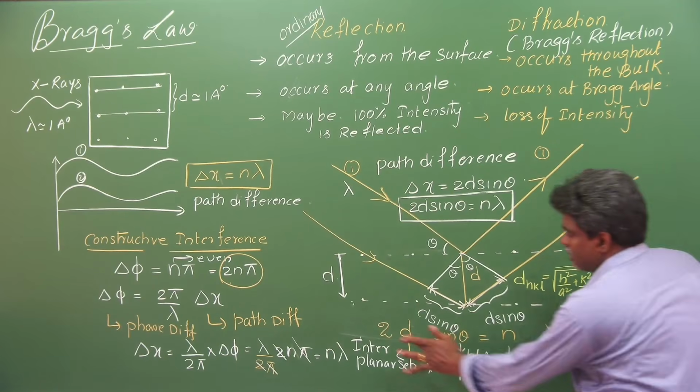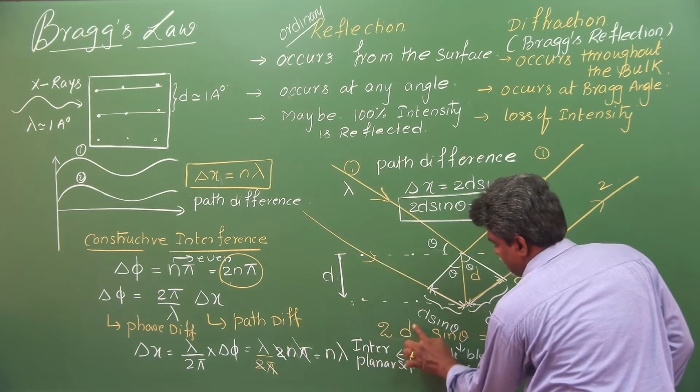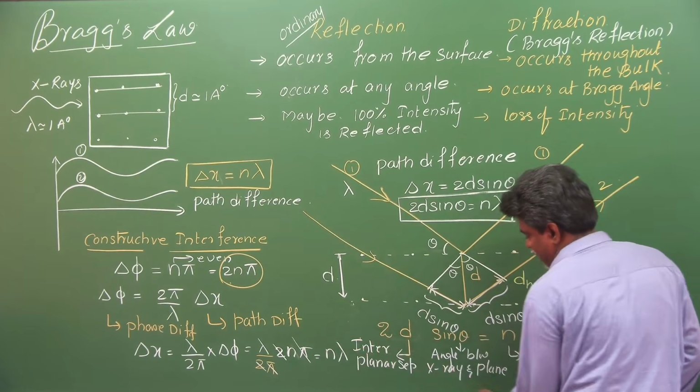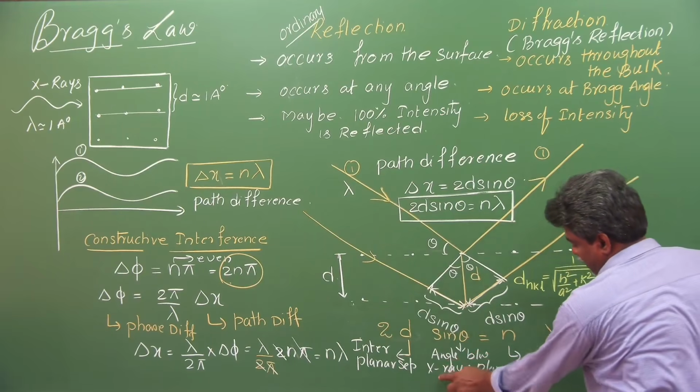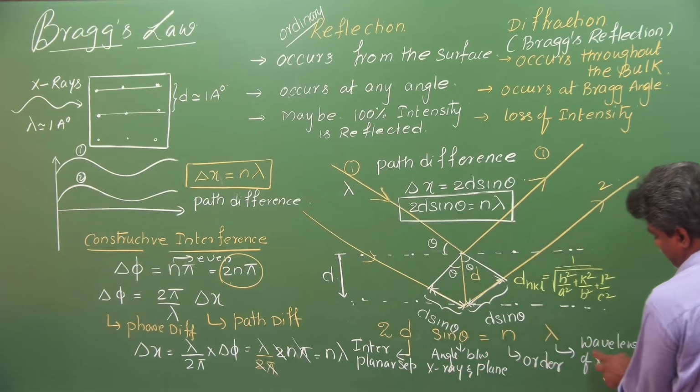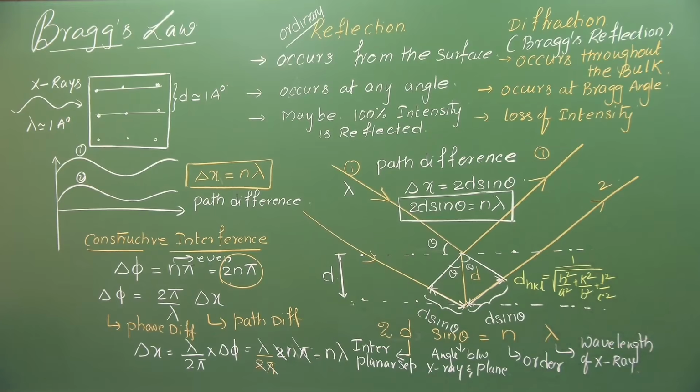And please write this finally: 2d sin theta equal to n lambda, where d stands for interplanar separation, theta is the angle between the X-ray and the plane, n is the order of diffraction, and lambda is the wavelength of X-ray.